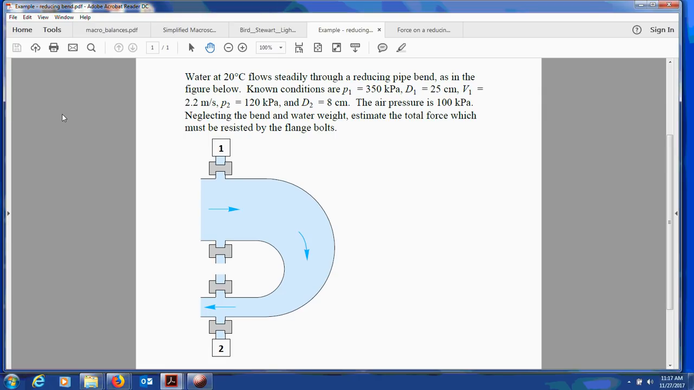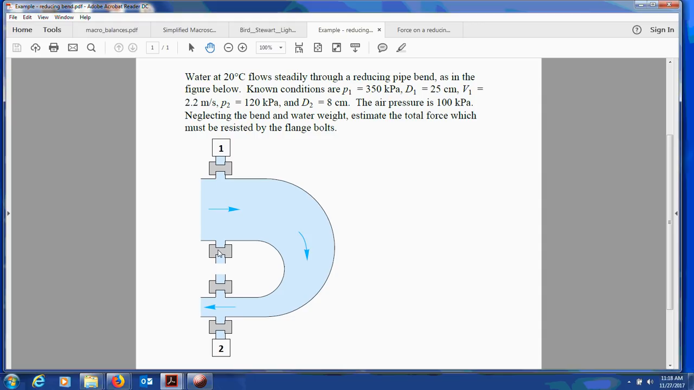Our first example of macroscopic balances involves the use of the mass and momentum balances to calculate the force on a reducing bend. In this example, water at 20 degrees Celsius flows steadily through a reducing pipe bend as shown in the figure below. Known conditions are the pressure at position 1, which is up here, is 350 kilopascals.